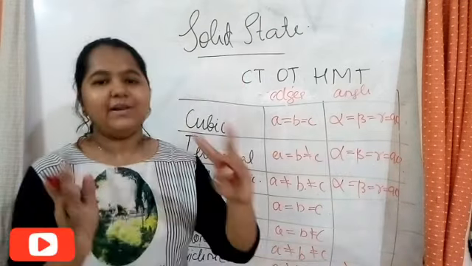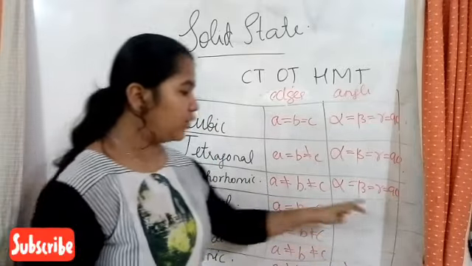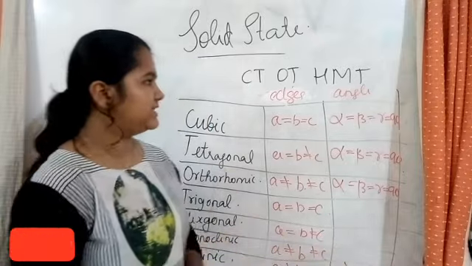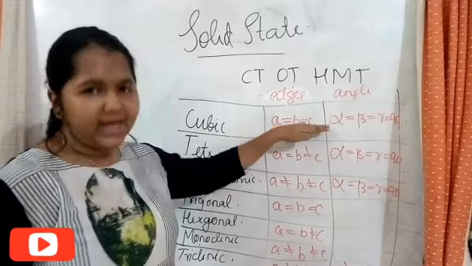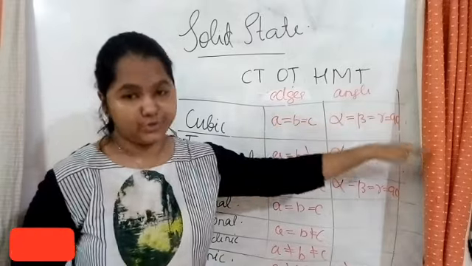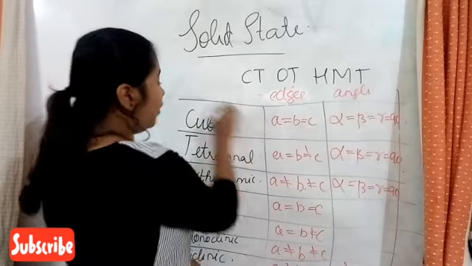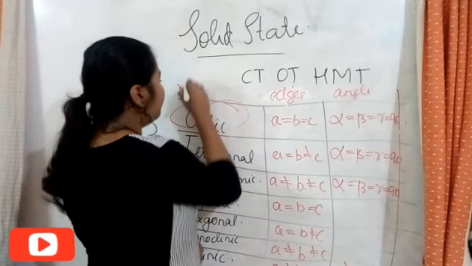Now let me tell you one thing and then we'll finish these three columns, because over here it is not just like this, there are some differences. See, now you can see A is equal to B is equal to C, alpha is equal to beta is equal to gamma is equal to 90 degrees. And therefore what can you say? The cubic unit cell is the most symmetrical.